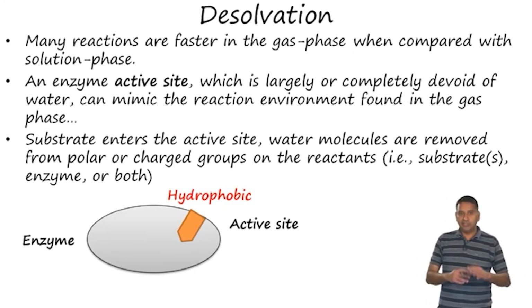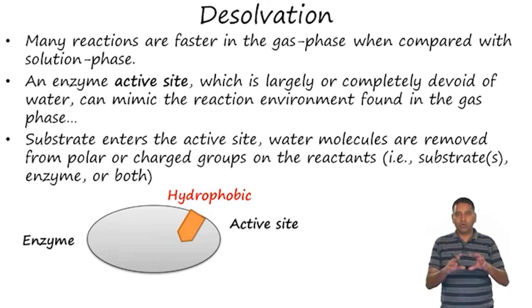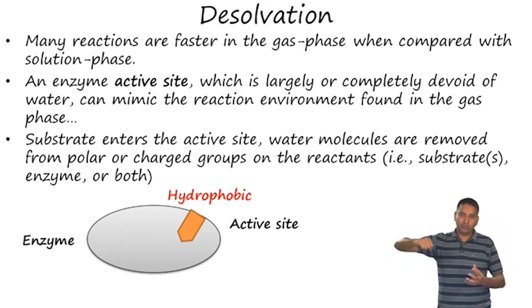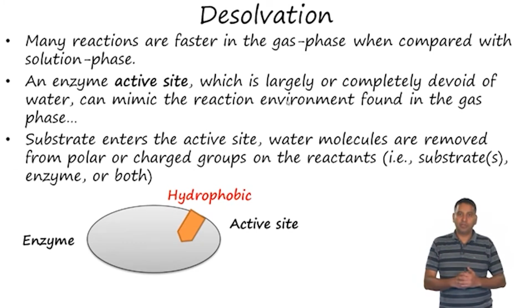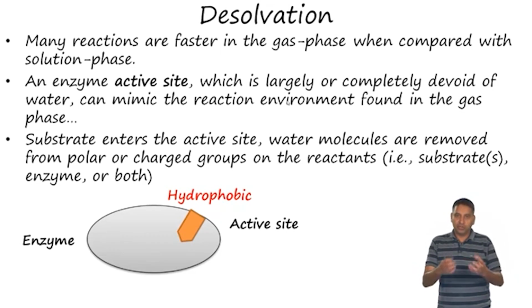So, an enzyme active site is more or less devoid of water. It is usually a hydrophobic cavity, and therefore, there is very limited amount of water. So, in this situation, when the molecules are getting into the active site, it is almost like a gas phase situation. This concept is known as desolvation, wherein the solvent molecules, in this case water, are removed from the active site, and that facilitates the reaction.